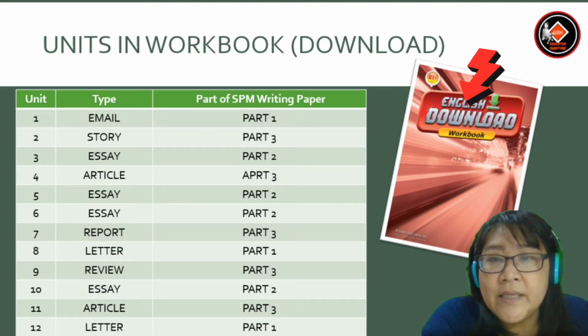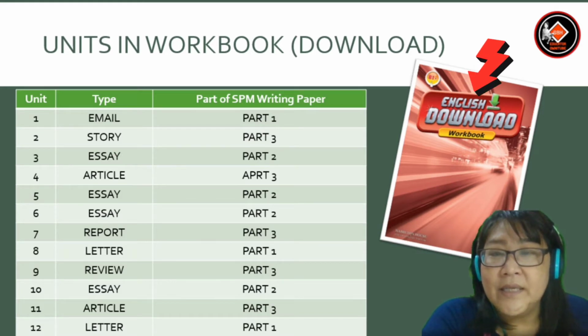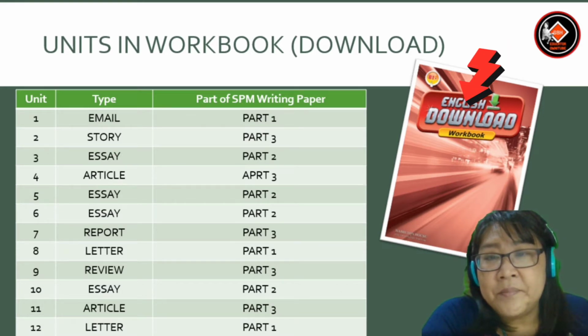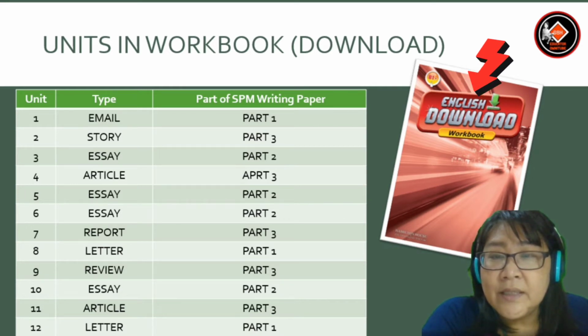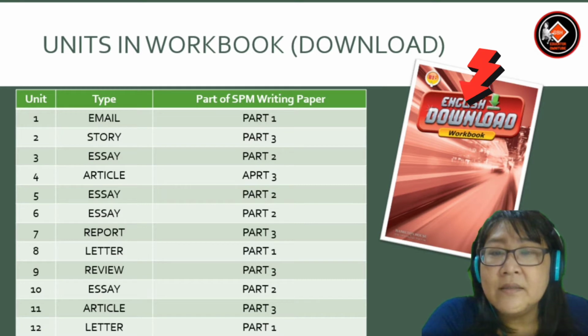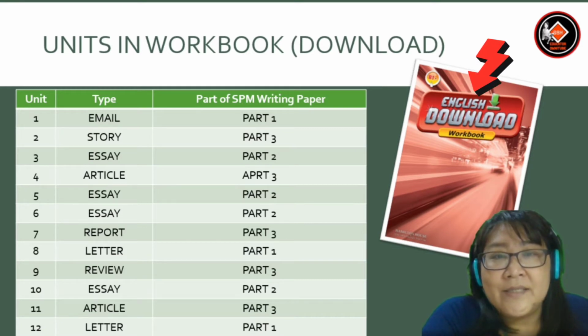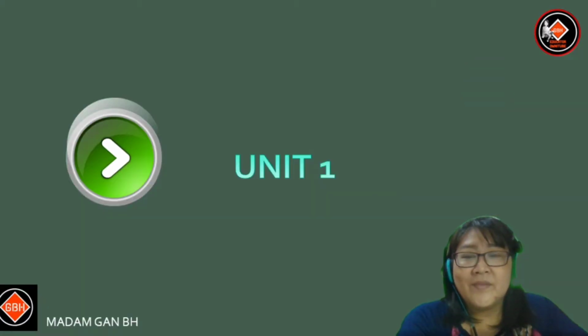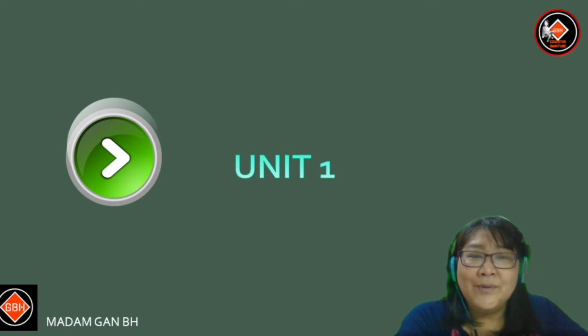Unit 3, essay. Unit 4, article. Unit 5, essay. Unit 6, again, essay. Unit 7, report. Unit 8, letter. Unit 9, review. Unit 10, essay. Unit 11, article. And Unit 12, letter. Dear students, now let's start our lesson by doing the writing part for Unit 1 in the download workbook.